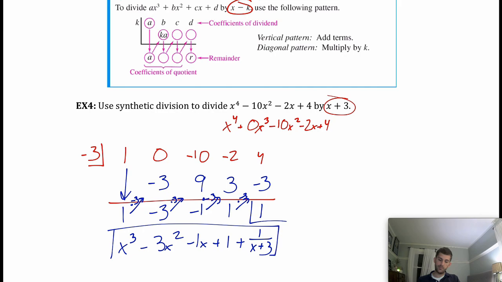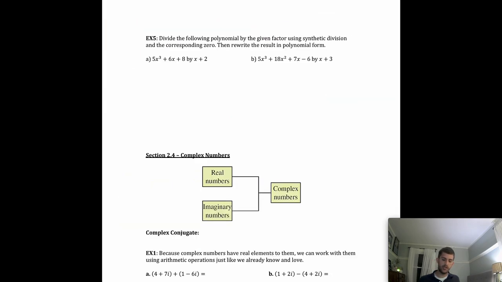Folks, that's a much, much, much quicker way of doing this division. You could do this using polynomial long division. You'll end up with the exact same answer. Just it'll take more work to do long division. Let's try a couple more of these, and then we'll call it a day.